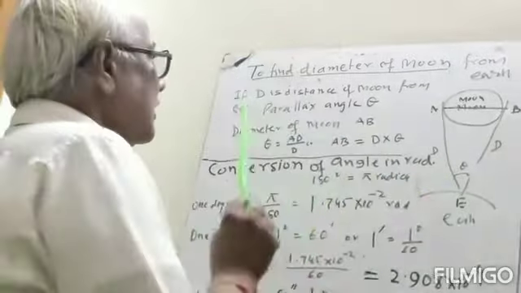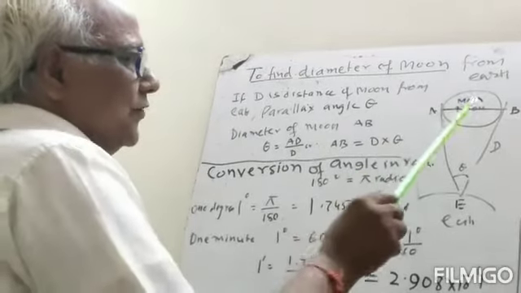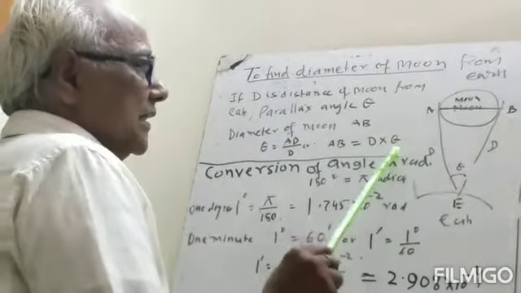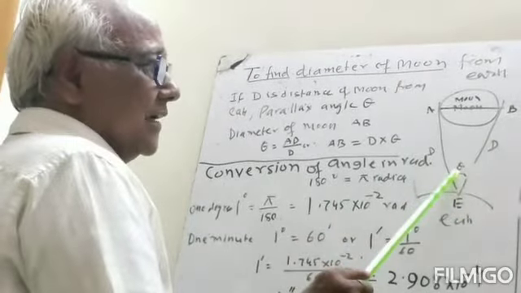So the angle theta will be equal to arc AB divided by the radius capital R. So AB will be equal to capital D into theta. Here capital D is the distance of the moon from the earth and theta is the parallax angle found for the two extreme ends of the moon. Here theta will be put in radians and we can find the diameter of the moon very easily from the earth.